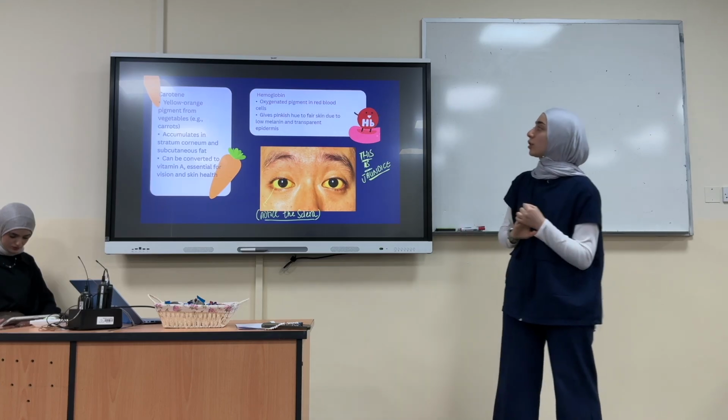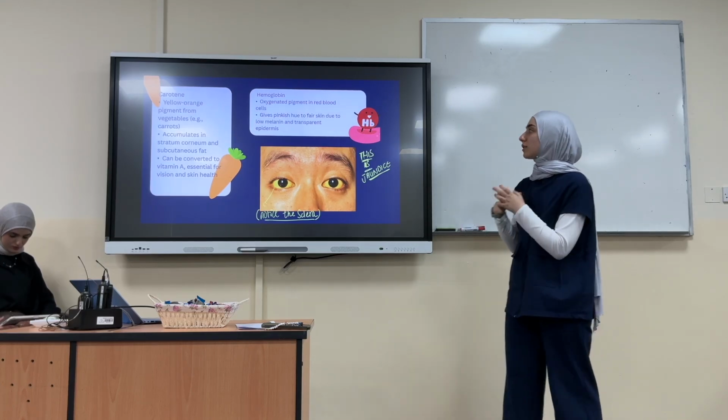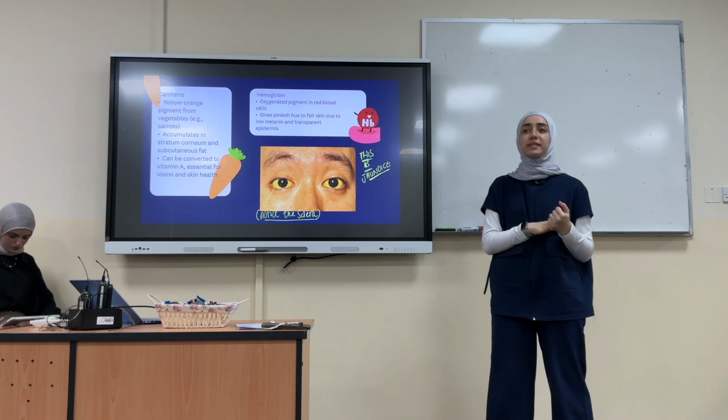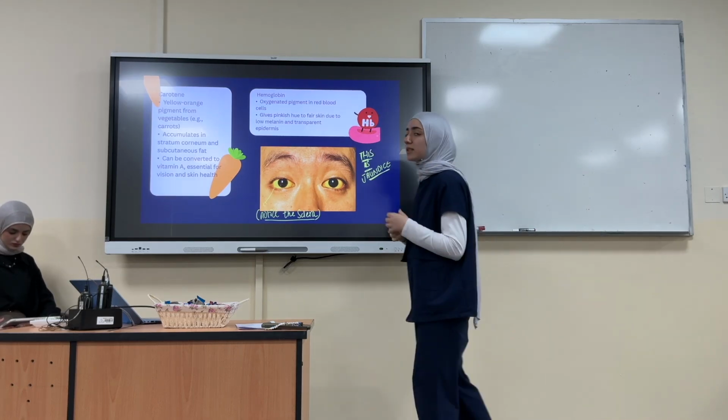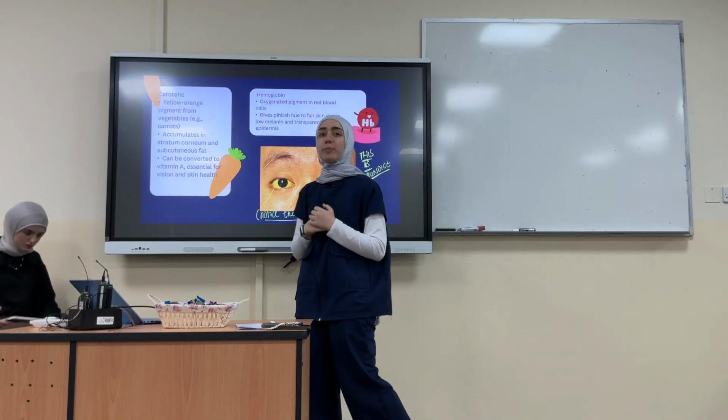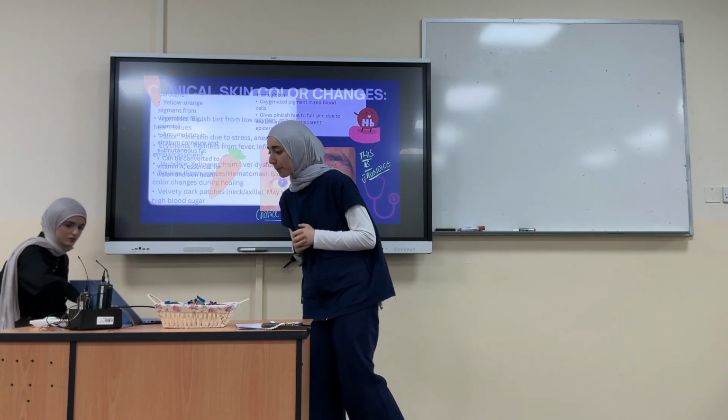Hemoglobin is, as you know, the oxygenated pigment in RBCs. And this is usually contributing to the color of the skin, specifically in people who have very fair skin. Okay? Alright.